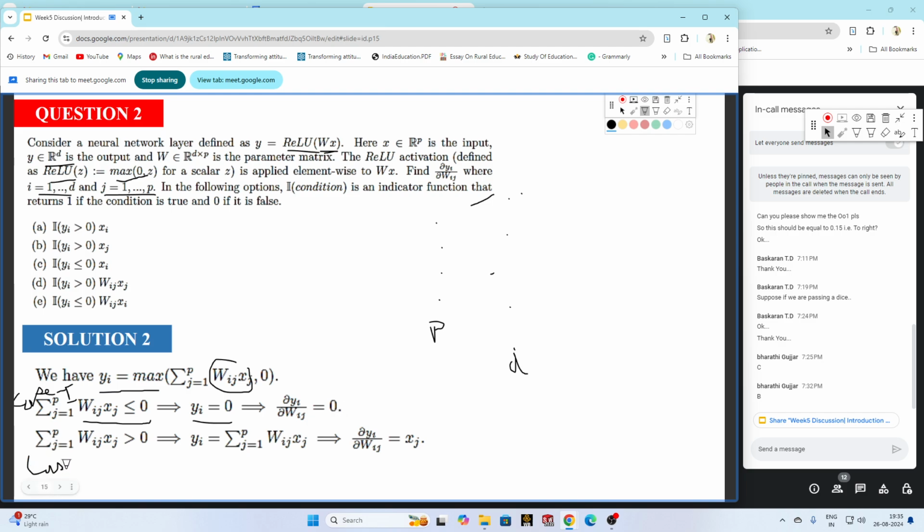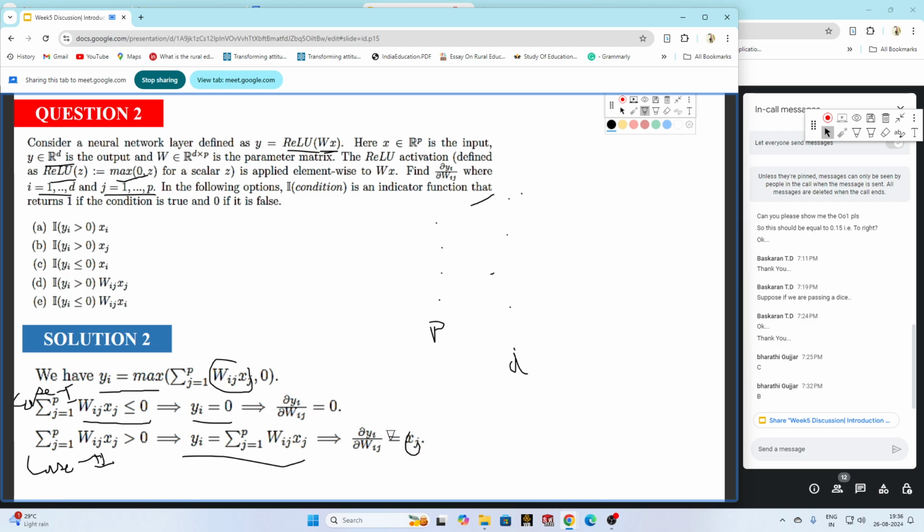This is our second case. Second case: if wij xj is greater than 0. In this case, what will happen? Your yi will be sigma j from 1 to p, because we have p inputs, of wij, all your weights, into xj. So this will be your yi. Now whenever we differentiate this with respect to wij, your answer will be xj.